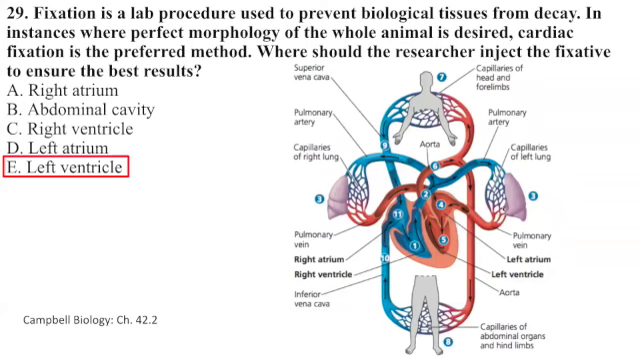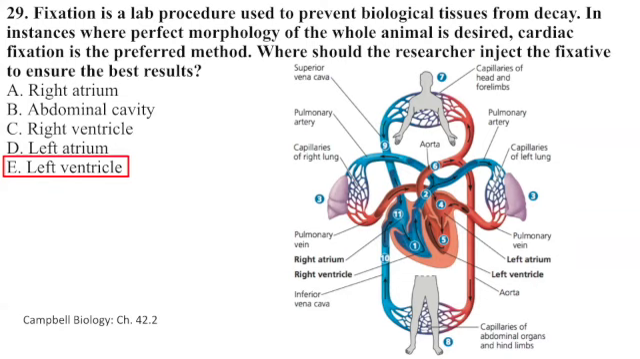Fixation is a lab procedure used to prevent biological tissues from decay. In instances where perfect morphology of the whole animal is desired, cardiac fixation is the preferred method. Where should the researcher inject the fixative to ensure the best results?